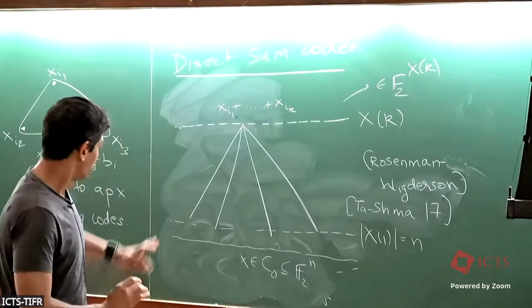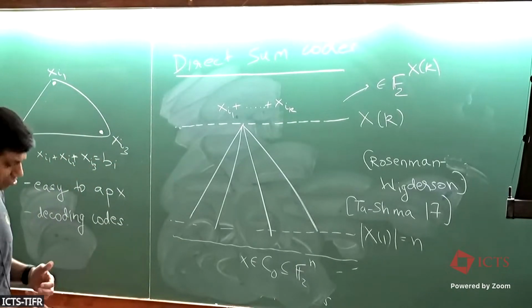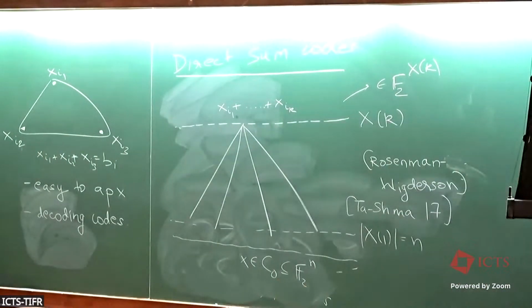All right, so that's the direct sum code. Now let's see why decoding this is related to CSPs, or why CSPs come up. Any questions about the definition? Okay.